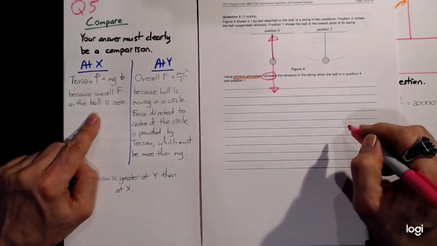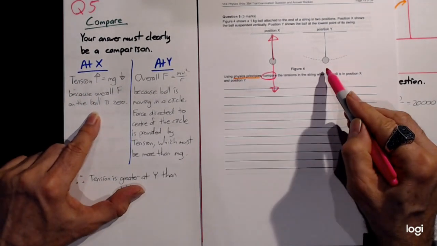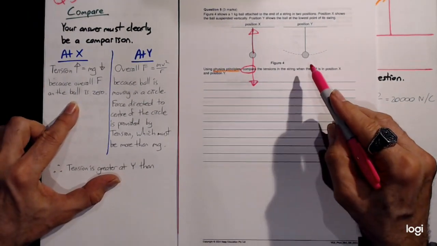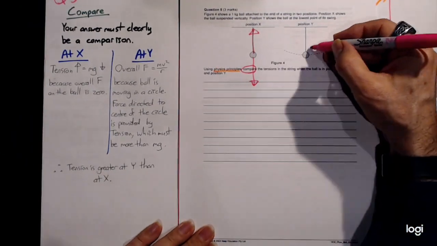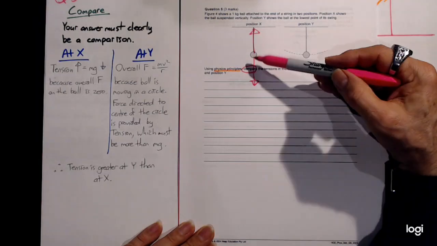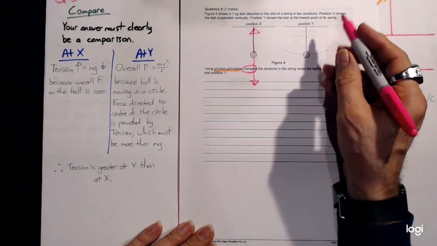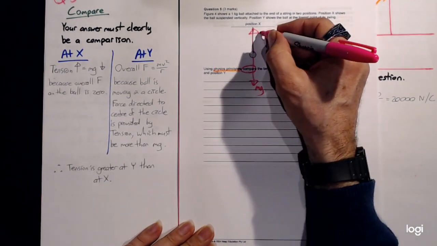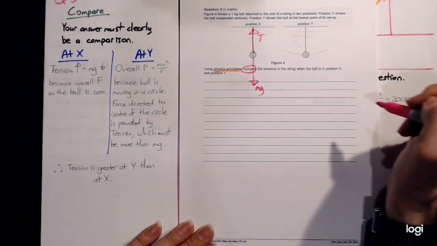There's nothing else to say. Okay? At Y, the tension on the string is going to be bigger because not only does the string have to hold it up, right? Over here, the only thing the string had to do was hold it up. So it just has to match mg. So mg has to be tension. If that's 10, that's 10.